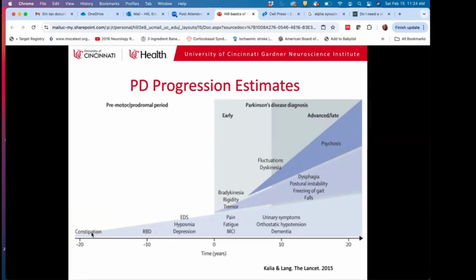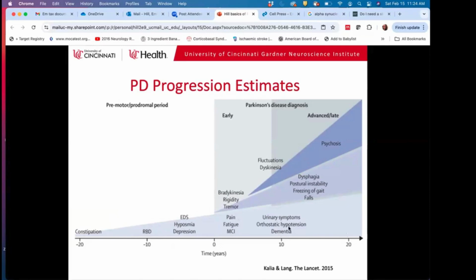Prior to that, you have years of constipation. This is the bad dreams, the REM sleep behavior disorder, low sense of smell or mood disorders. Okay. About 10 years in is when most people are having more symptoms. And so that's why we make that distinction about the 10 years.